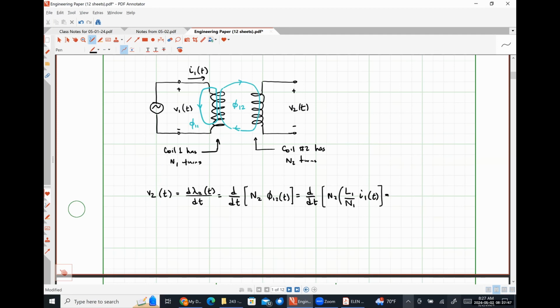Now I'm going to pull out the constant terms. I'm going to have an N2 over N1, which is what we're going to call our turns ratio when we deal with transformers next week, times the self-inductance of coil 1 times the derivative of the current I1 with respect to time. And we are going to call this expression right here, N2 over N1 times L1, our mutual inductance M21.